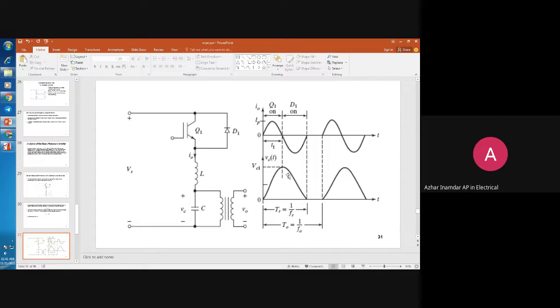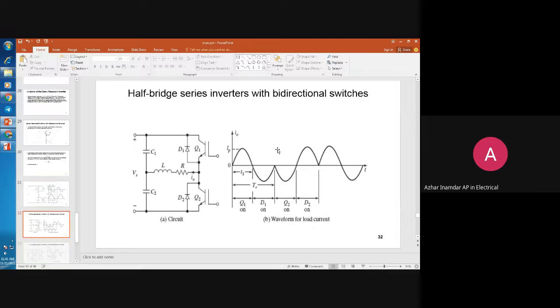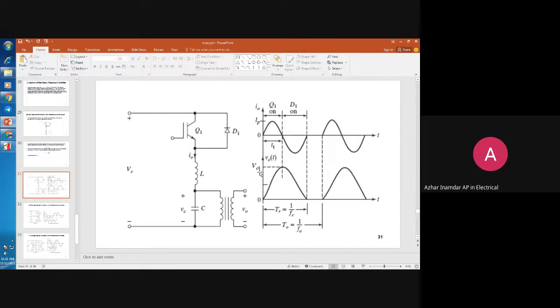The equations are not expected, but if you want, I will give you the PDF showing how the voltage across the capacitor and the input currents are derived. You can refer to that. This operation is much required.